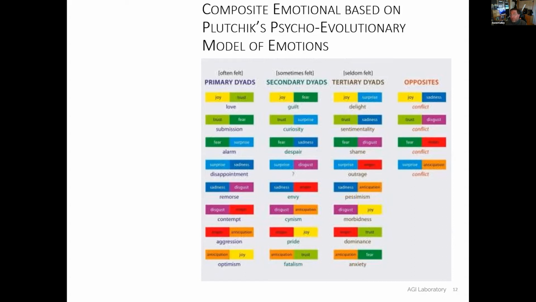And so this diagram represents some of what those composites can be, whether it's shame or anxiety or fatalism or aggression or whatever it is, where you have trust and surprise, which comprise curiosity, or fear and sadness that comprise despair and so forth. And that's where you get into the complexity of human emotions.